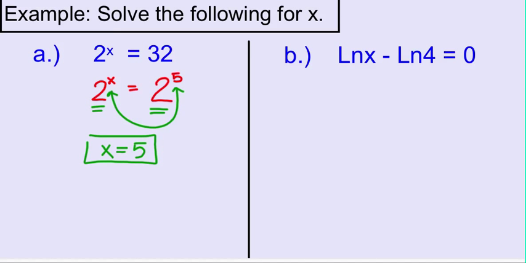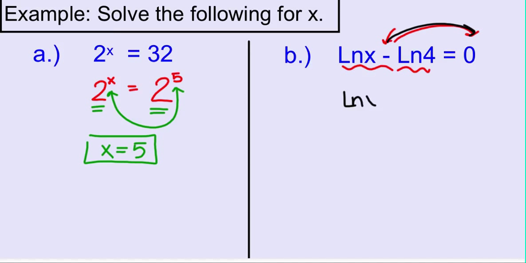Example B. I have the natural log of x minus the natural log of 4 equals 0. I can combine these two logarithms back together. When there's subtraction, you can divide them, or you can bring this term over to the right. So it wouldn't benefit us to go natural log of x over 4 equals 0. That wouldn't help us. I'm going to erase this. Another property we can do is move this over to here.